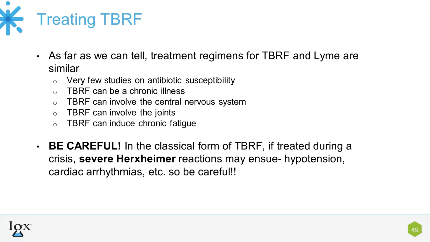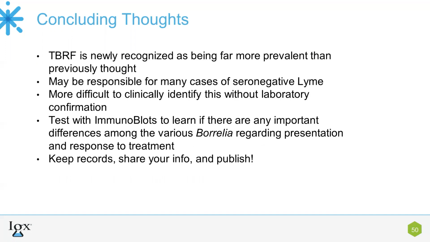It can and does involve the central nervous system. It can involve the joints, and it can induce fatigue that is chronic if it's not properly treated. Now, a very important word of warning. In the classical presentation of TBRF, if you treat them during a crisis, severe Herxheimers are known to have happened, including such calamities as hypotension and cardiac arrhythmias, that there have been fatalities. And what's been recommended is that these patients be put in an ICU and be monitored if you're going to give them aggressive treatment during a crisis. So that's just a heads up. Scary stuff.